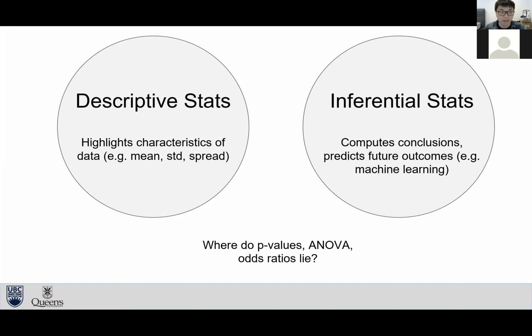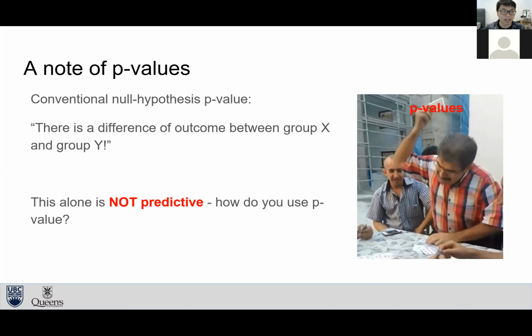And traditionally in statistics, we use p-values, ANOVA or odds ratios to get these inferential insights into the data. For instance, we look at the p-value of age compared to COVID-19 morbidity. Now, the problem with p-values and the problem with odds ratios is that a p-value is just another variable, right?